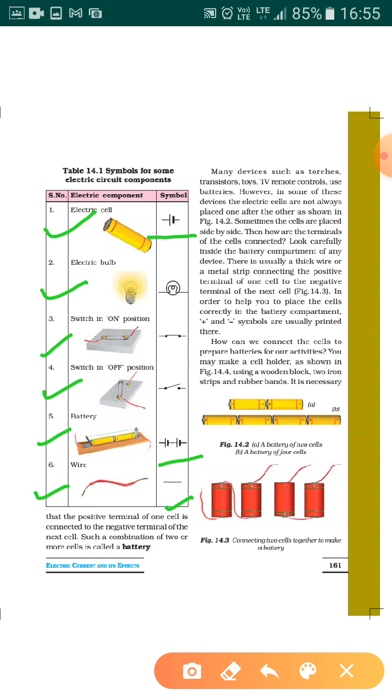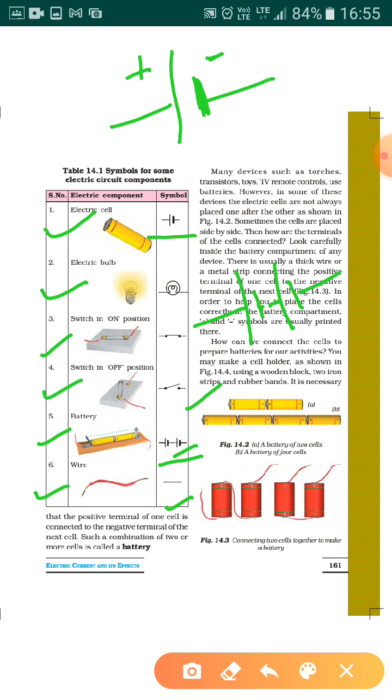If you know how to draw the symbol for cell, you can easily understand how to draw the symbol for battery. Cell is drawn with the help of this symbol, where this longer line is the positive terminal and the shorter and dark line is the negative terminal. So this is the symbol for cell, and for battery it's longer, shorter, longer, shorter. It all depends on how many cells you are connecting, and this is how it has to be done. Never forget to connect two cells together with this kind of dotted line.